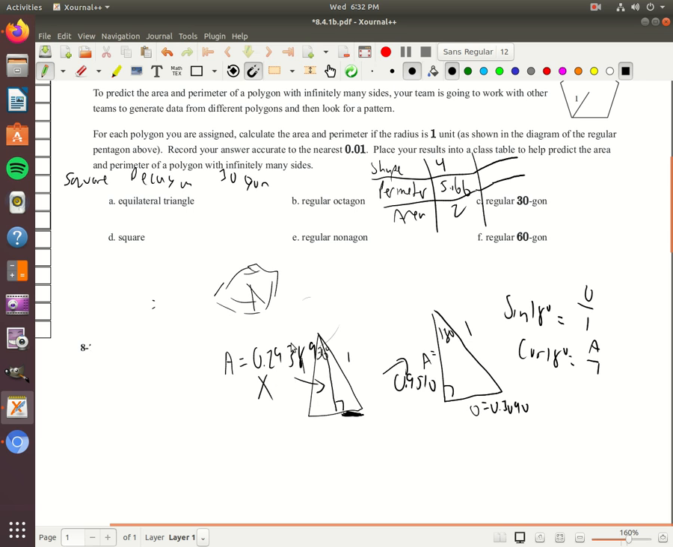I'm going to multiply this by the 10 triangles in a decagon, and it's going to end up being 2.93. I'm going to round to 2.94. So my area is going to be 2.94 for a decagon. Again, 10 sides.